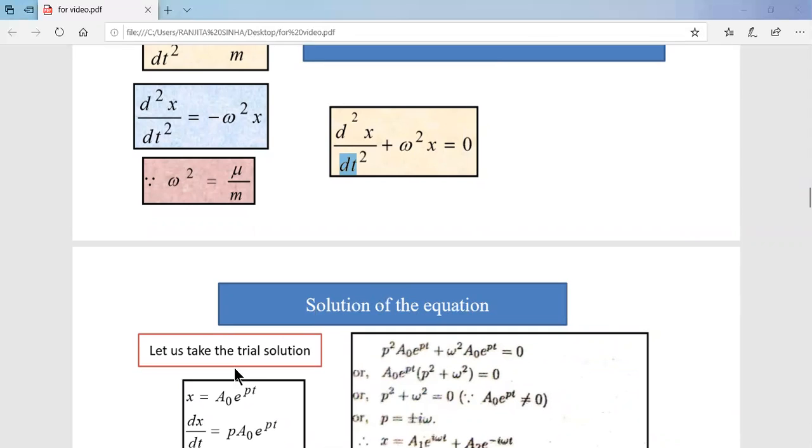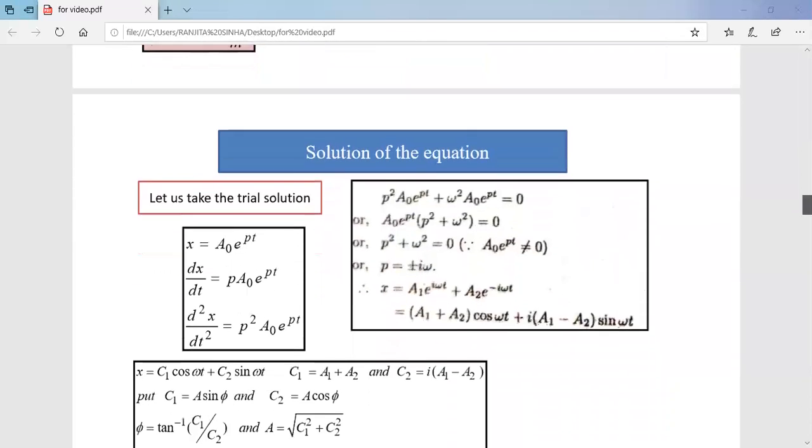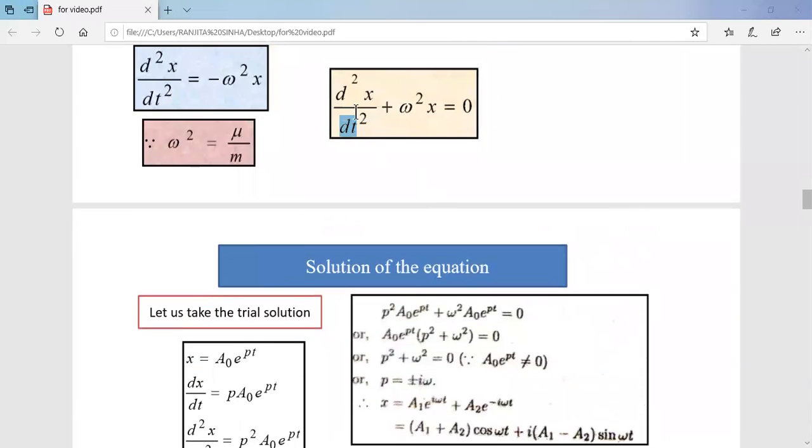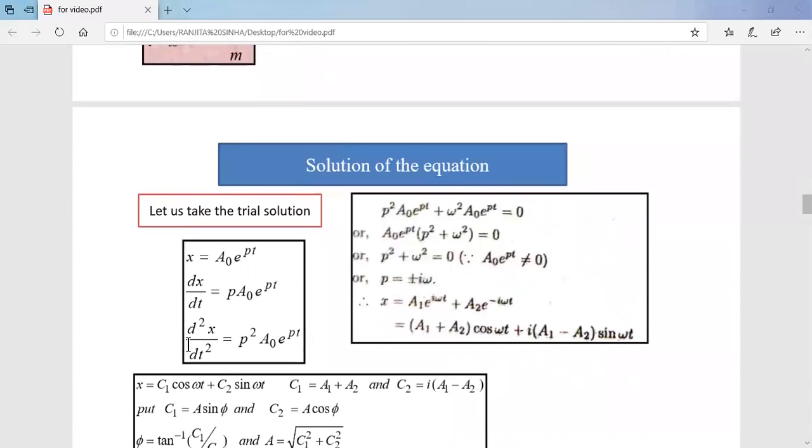Now the solution of the equation. We are taking the trial solution x equal to a0 e to the power pt. Now we have to find out dx by dt and d2x by dt square, because ultimately in this equation we need the value of d2x by dt square. So we have calculated the value of d2x by dt square, and putting all these values in the differential equation of SHM, after mathematical calculation we have the value of p equal to plus minus i omega.